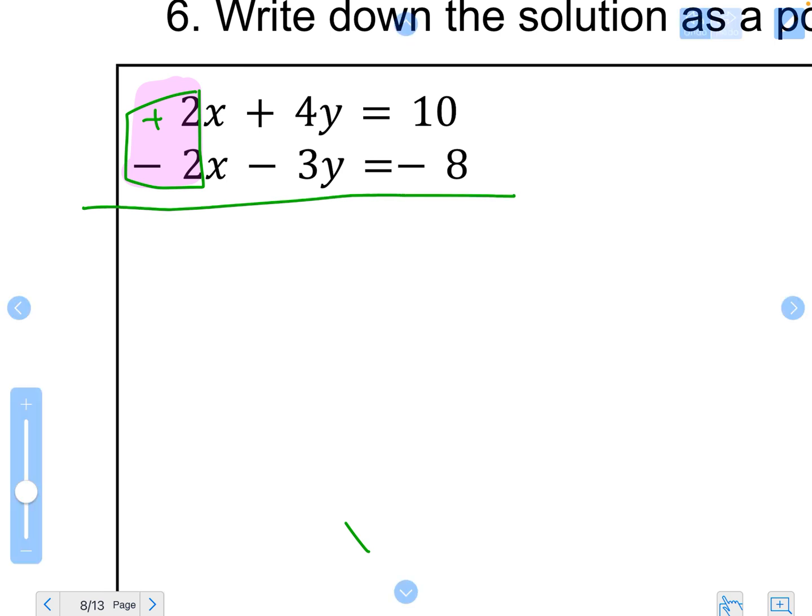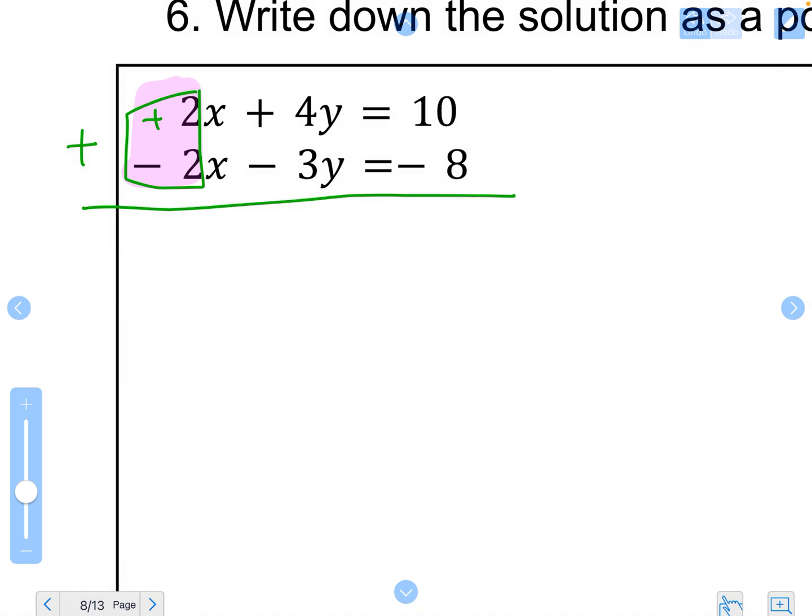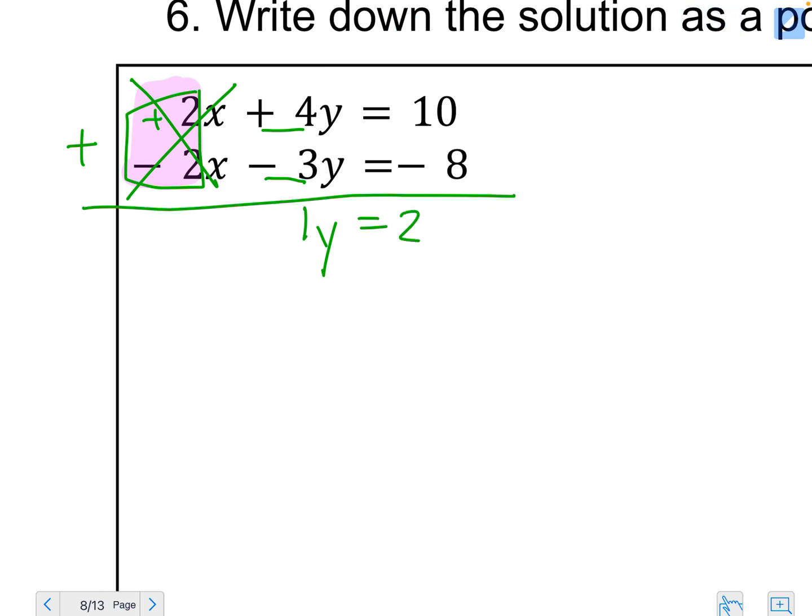So what we're going to do is add these two equations together. And when we add the two equations together, we're going to use the signs we're given. So a positive 2 minus 2 is a 0, or it's canceled out and eliminated. We usually don't put that 0 down there. We just eliminate and cross out those variables. So now we're going to do a positive 4 minus 3, which gets me 1y. Then I'm going to do 10 minus 8, which gets me 2. So our y equals 2.